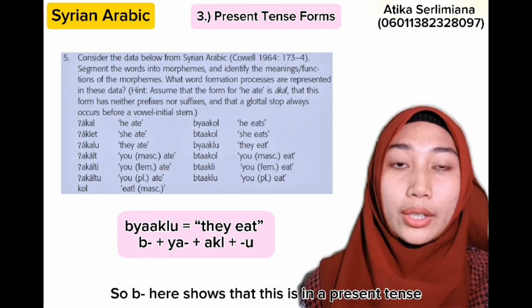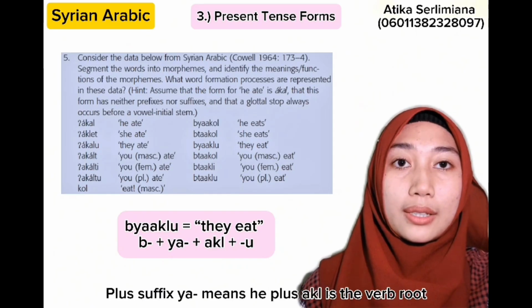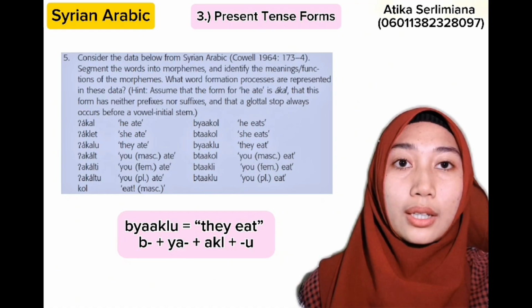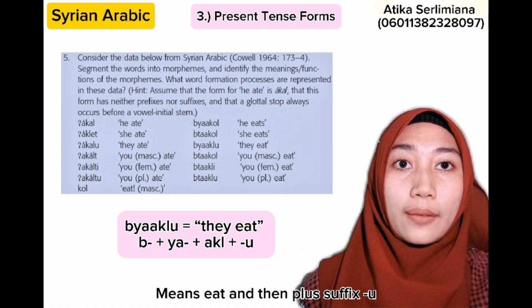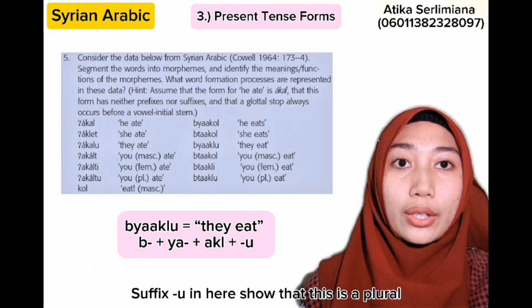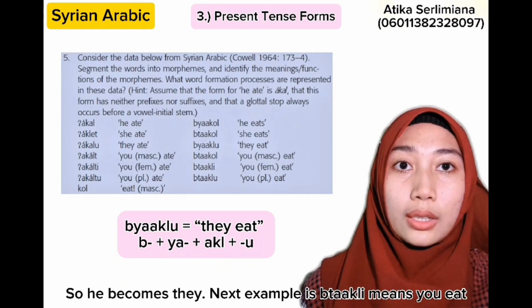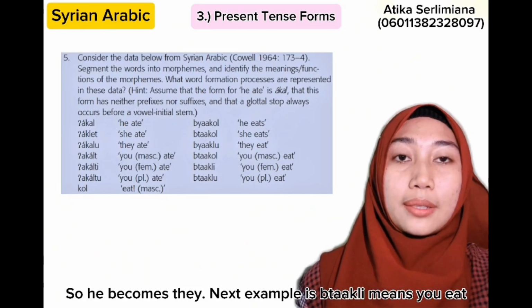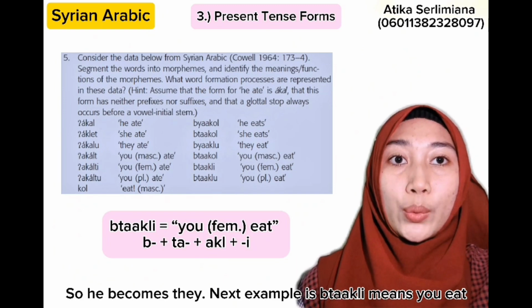So be here shows that this is in the present tense, plus prefix ya means he, plus akal is the verb root, means it, and then plus suffix u. Suffix u in here shows that this is a plural. So he becomes they. Next example is takli, means you eat.